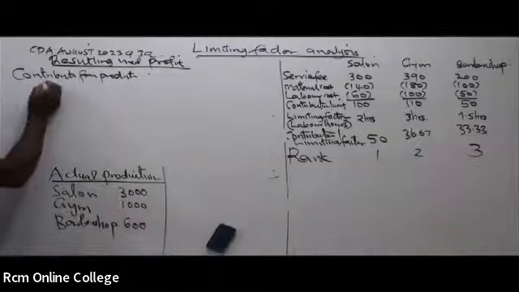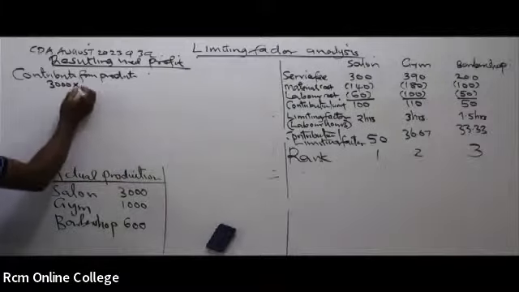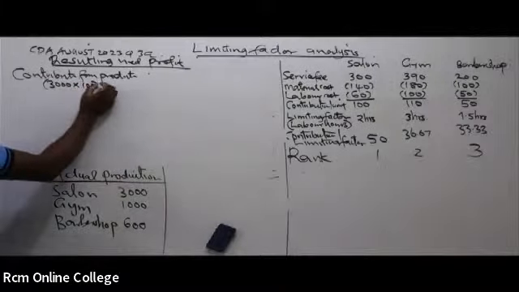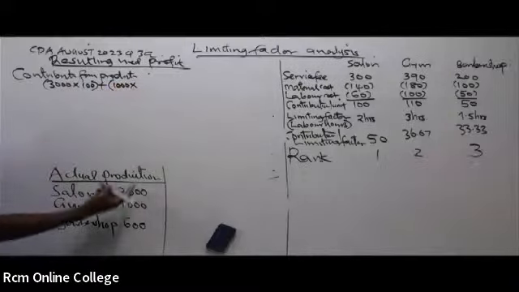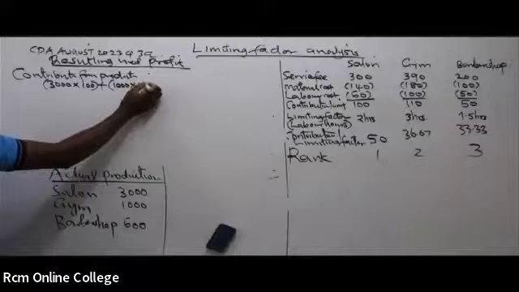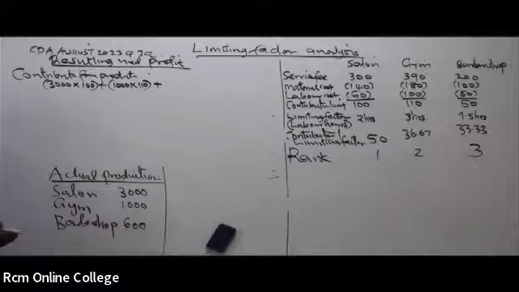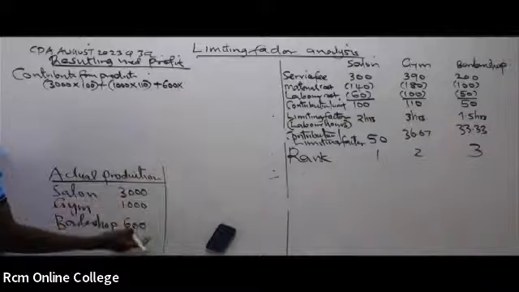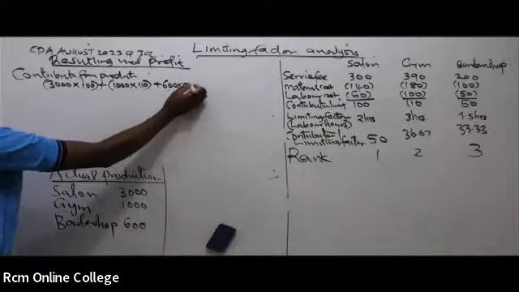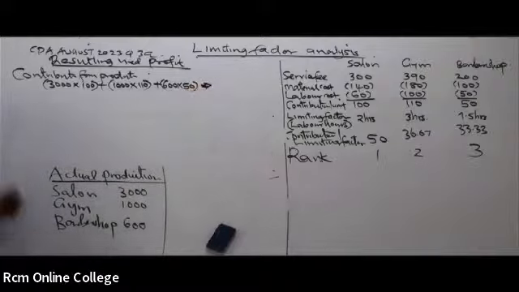So we have 3,000 units that were actually produced, and the contribution is 100 shillings. We have 1,000 times 110 for the chip. Then we have 600 times 50 for the barber shop. So what are you getting as the total contribution from what was produced?